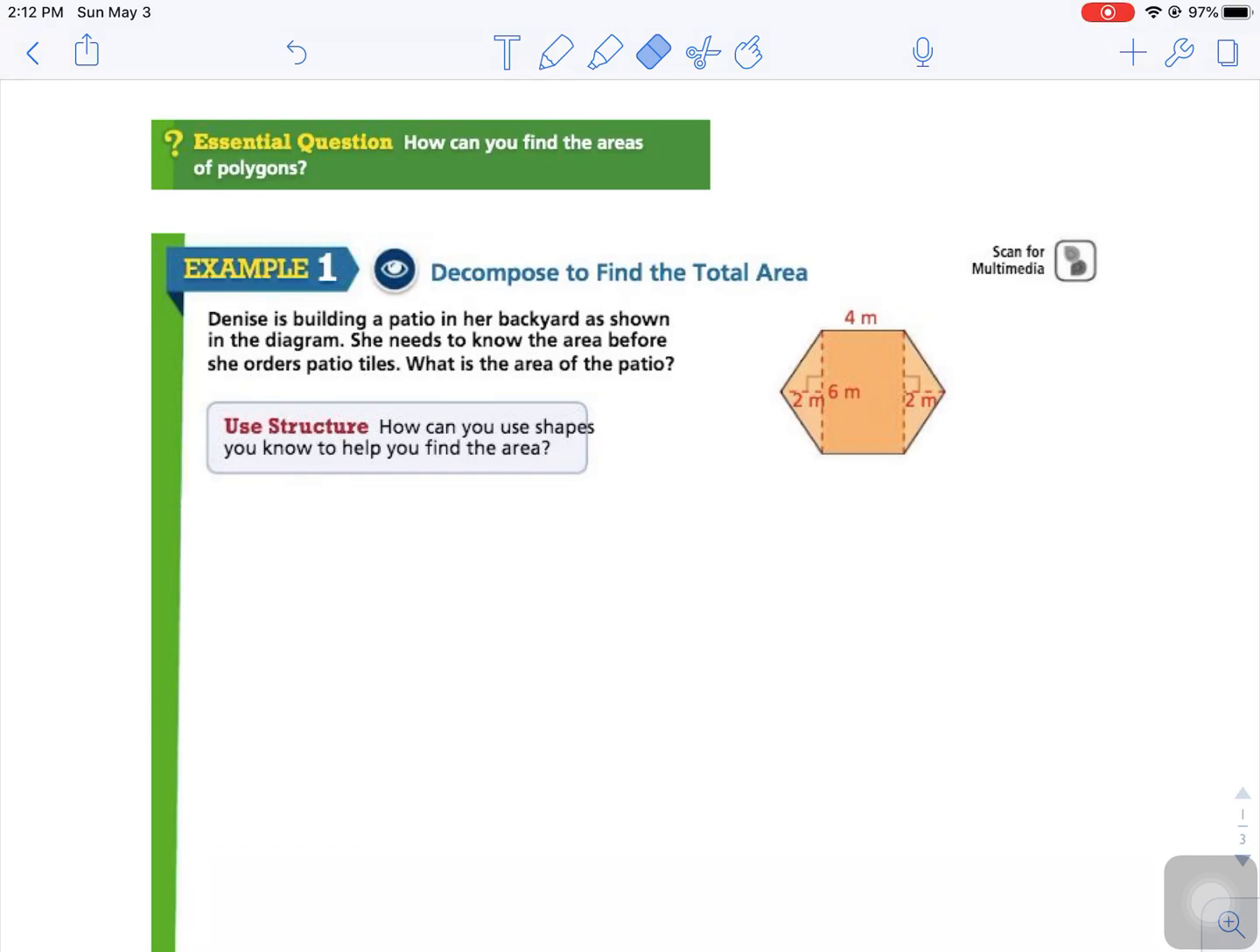Hi guys, so today we're going to be talking about how we can find the areas of a polygon. So we're going to put our knowledge to use about how we can find the area of rectangles and triangles and put those together to find the area of polygons.